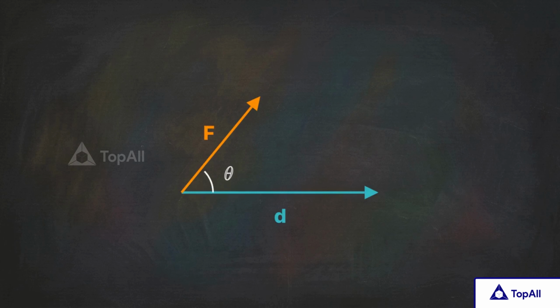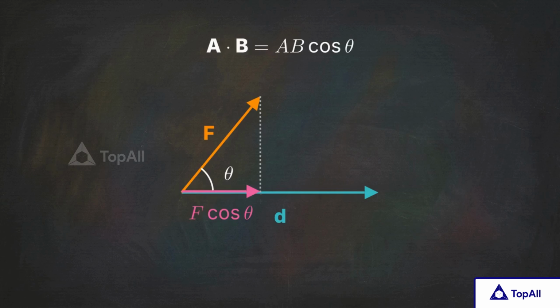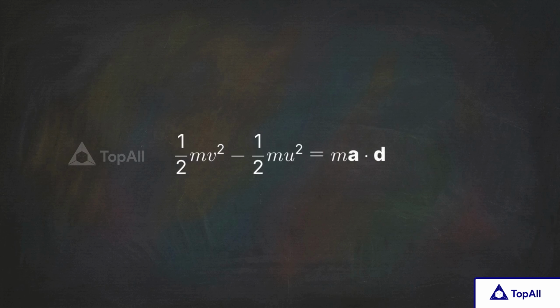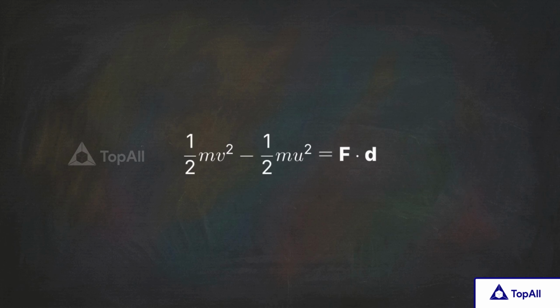The scalar product, or dot product, is a mathematical operation that multiplies two vectors to yield a single number, calculating the specific component of one vector acting along the direction of the other. Applying this to our expanded derivation, the terms become vector dot products. The equation updates to incorporate the specific directions of the velocities, the force, and the displacement.